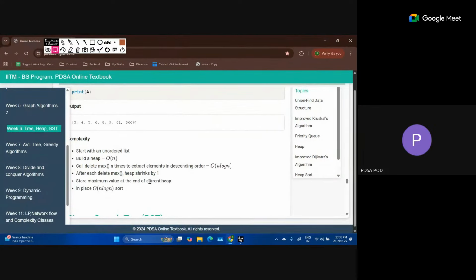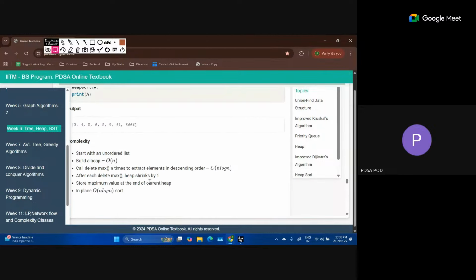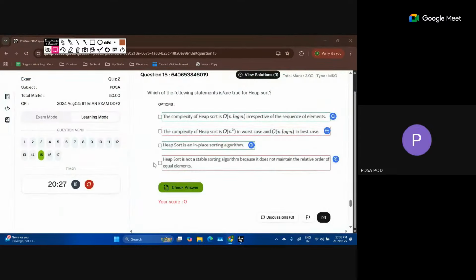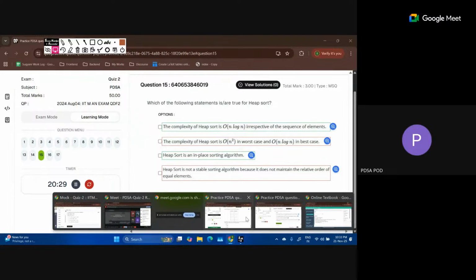See, it's there in the index here itself. Delete max is n log n. Building a heap is order of n. In place sorting is n log n. This is for what problem? Heap sorting. Okay, heap sorting.